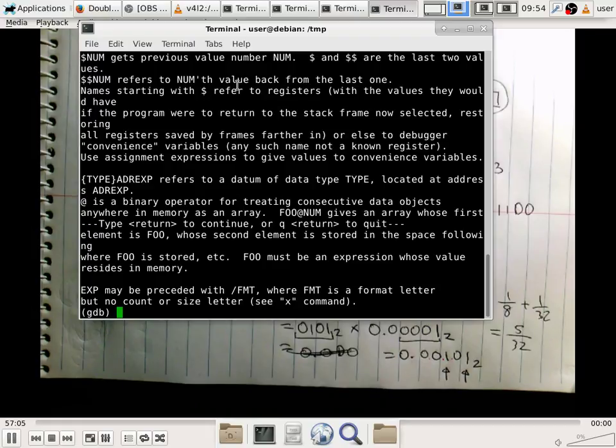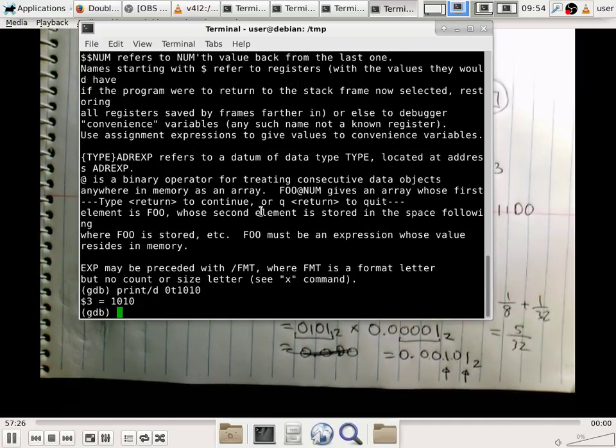So we want to look at the x command. See the last part here? exp may be preceded with /FMT, where FMT is a format letter, but no count or size letter. See x command here. So we can print as a decimal, which is /d.